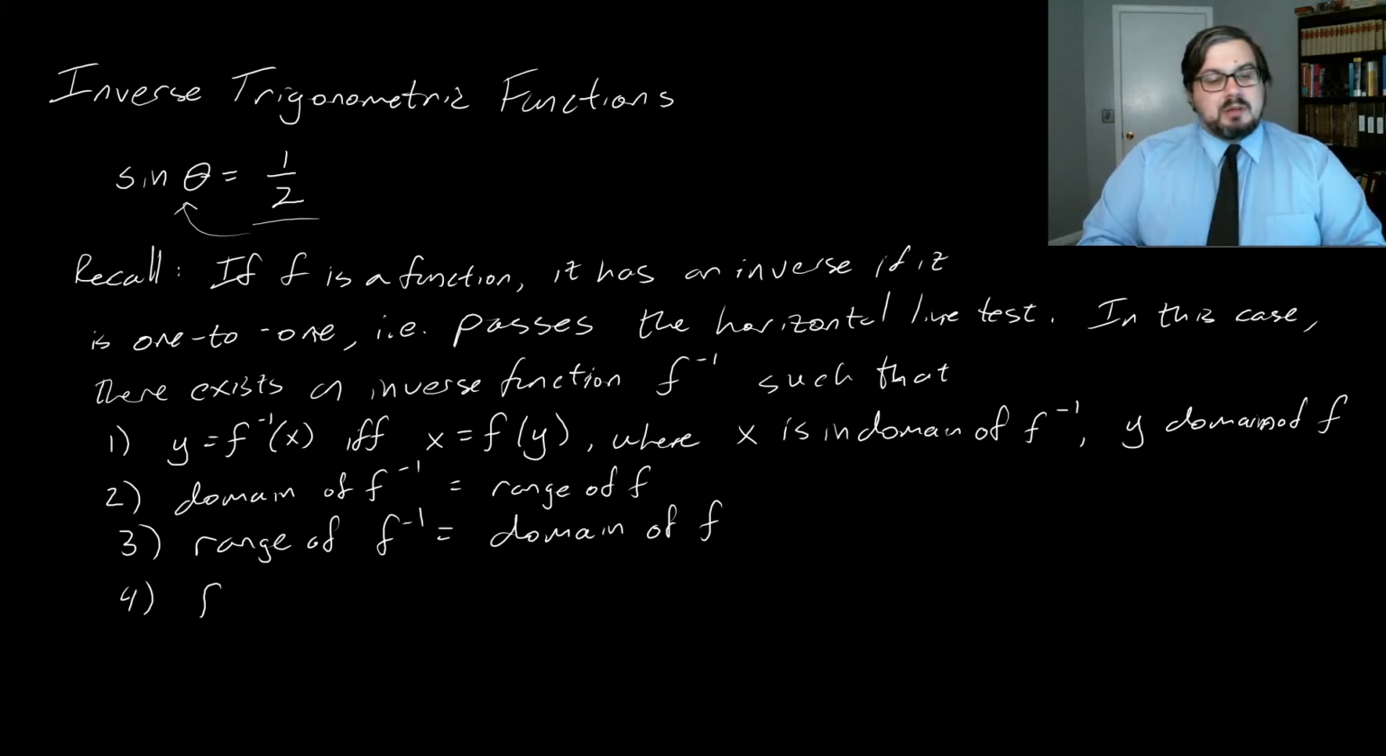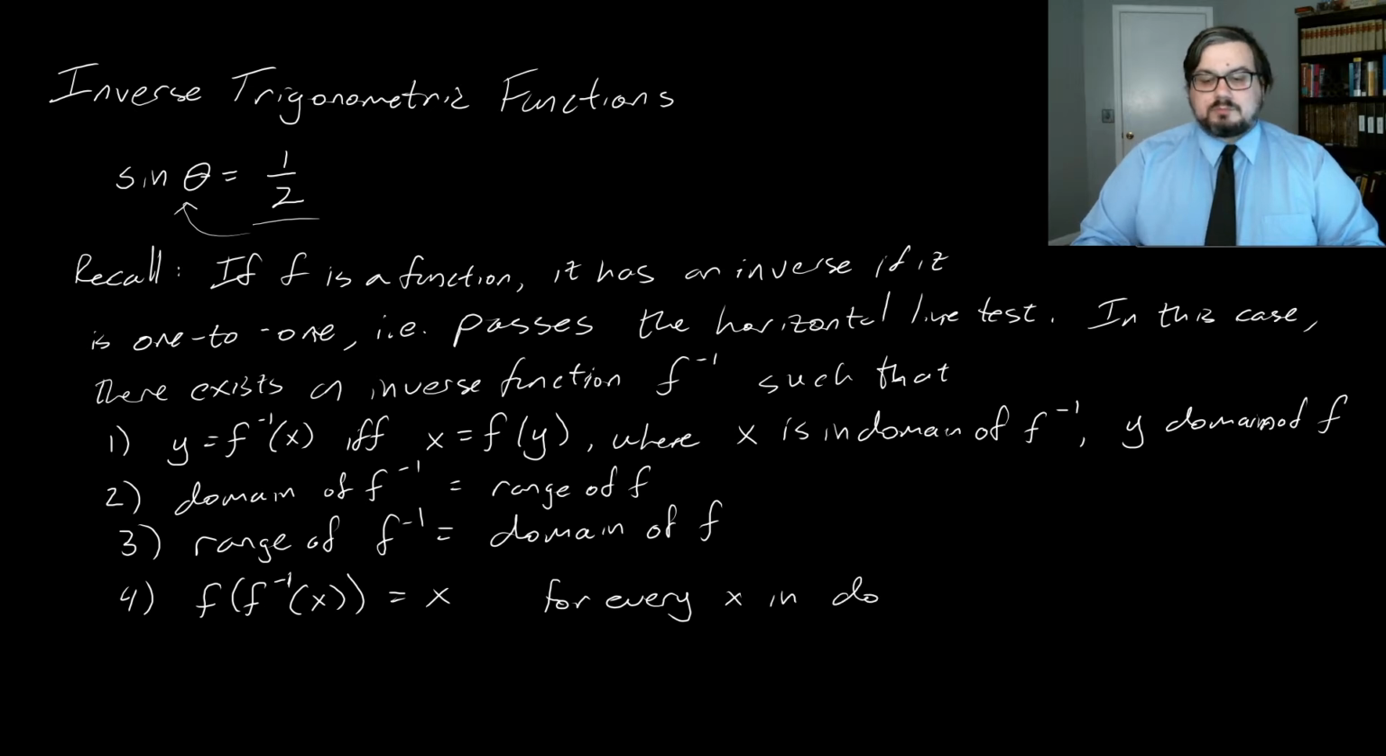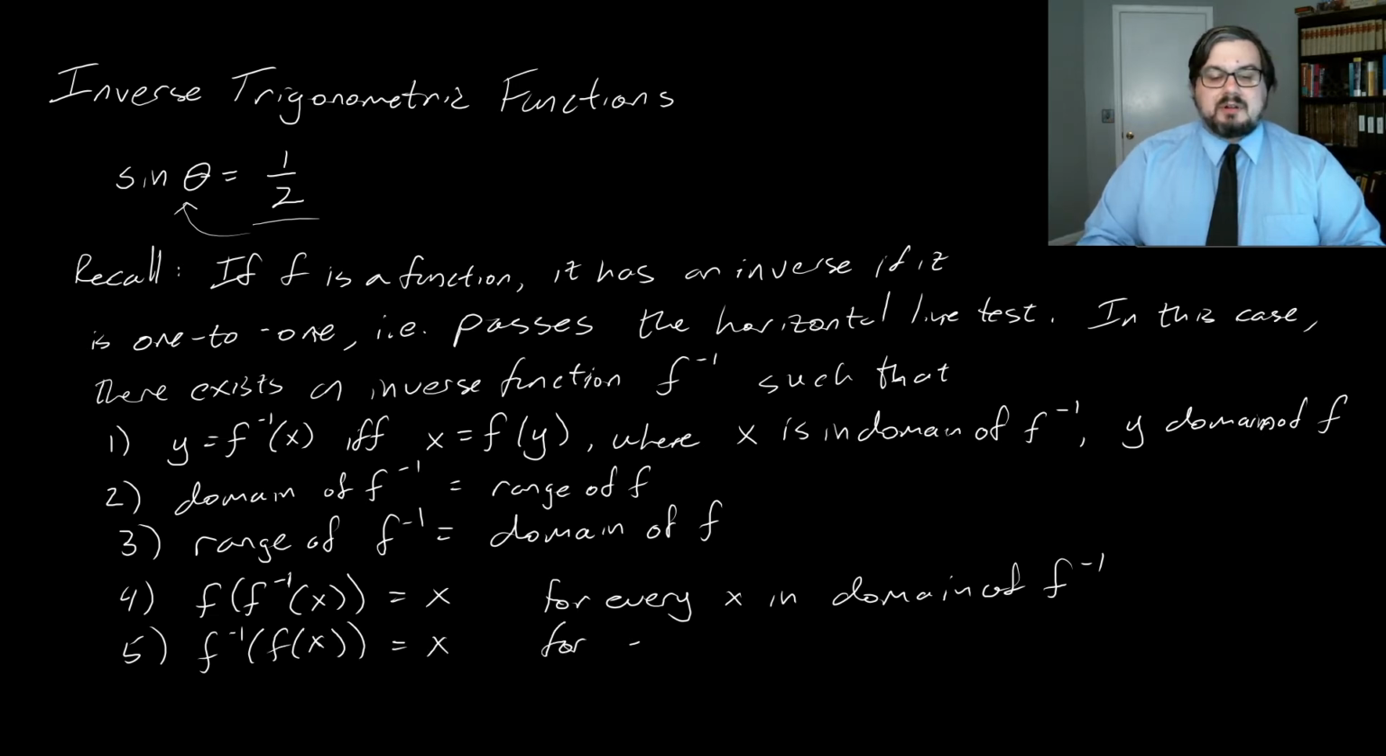Number 4, we have this property that we use often to check whether two functions are inverses of each other. We have that f of f inverse of x is equal to x for every x in the domain of f inverse, which remember is the same as the range of f. And we have that f inverse of f of y equals y for every y in the domain of f. Actually, let me write that with y's. Let me stay consistent with how I was writing it before.